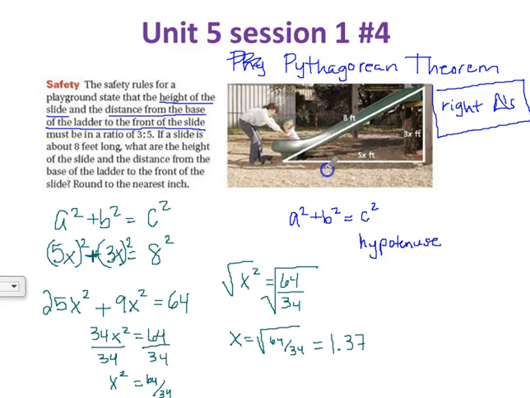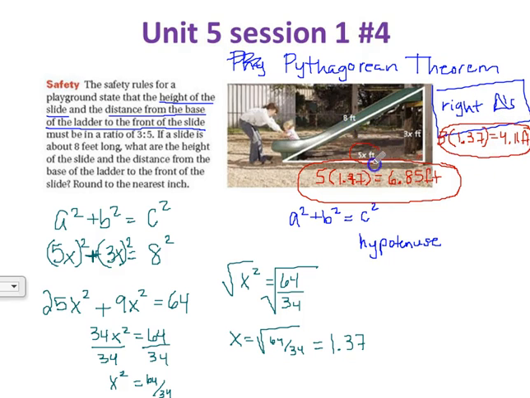So here we've got 5 times 1.37 equals 6.85 feet. So that's our one distance. And then the other distance is 3 times 1.37. And 3 times 1.37 gives us 4.11 feet. And that's that distance. So I just used the heights over here, 3x and 5x, and then plugged our x value in to find those two heights.